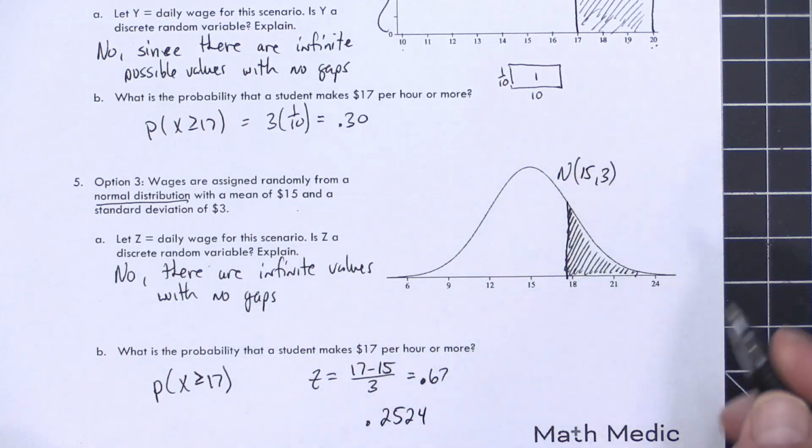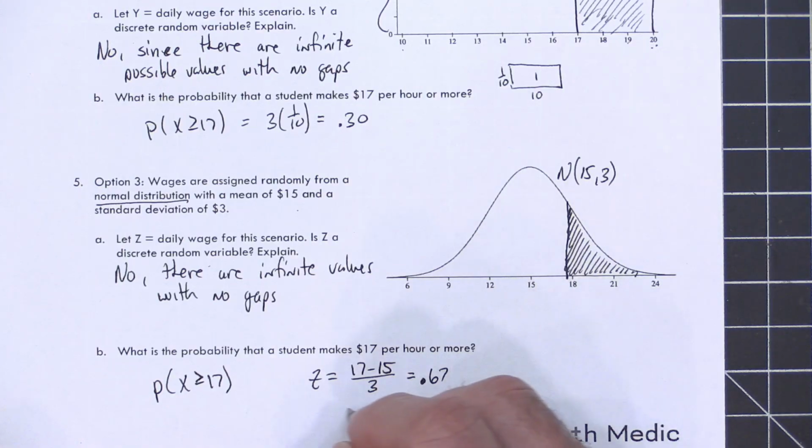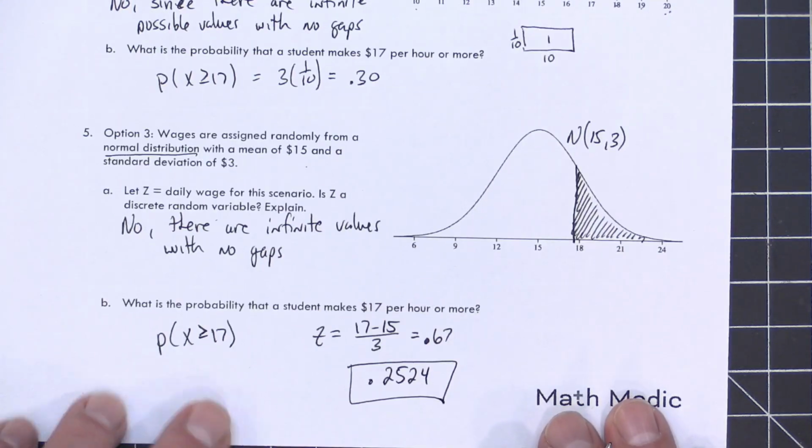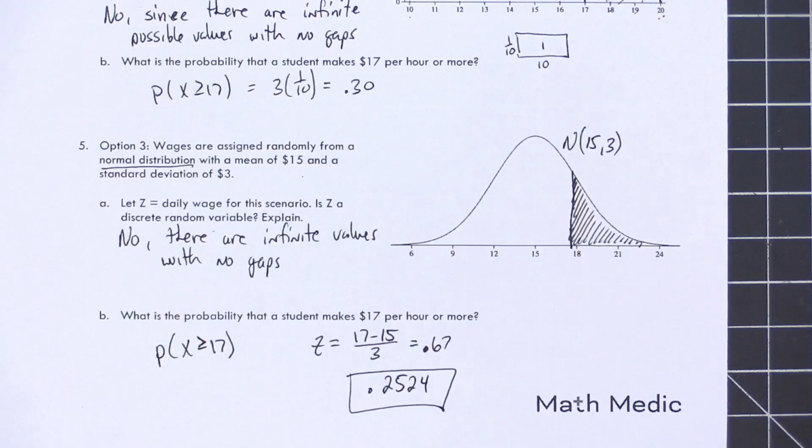0.2524. You could round it up if you want, but that's fine. This would be my area right here. Okay? So the probability that a student makes $17 per hour or more on the normal curve is around 0.2524.